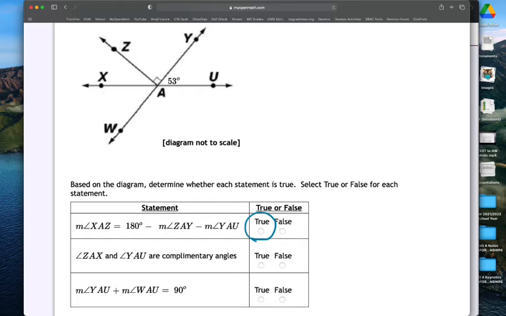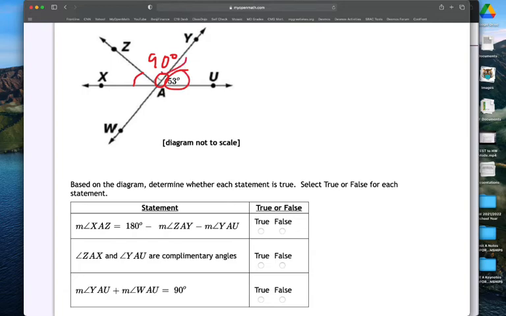Next question, angle ZAX. Well, ZAX is, once again, right there. And angle YAU is right here. Those are complementary angles. Well, the only way to figure that out is if we actually find maybe this missing angle right here. Well, this little square right here means this angle's 90.